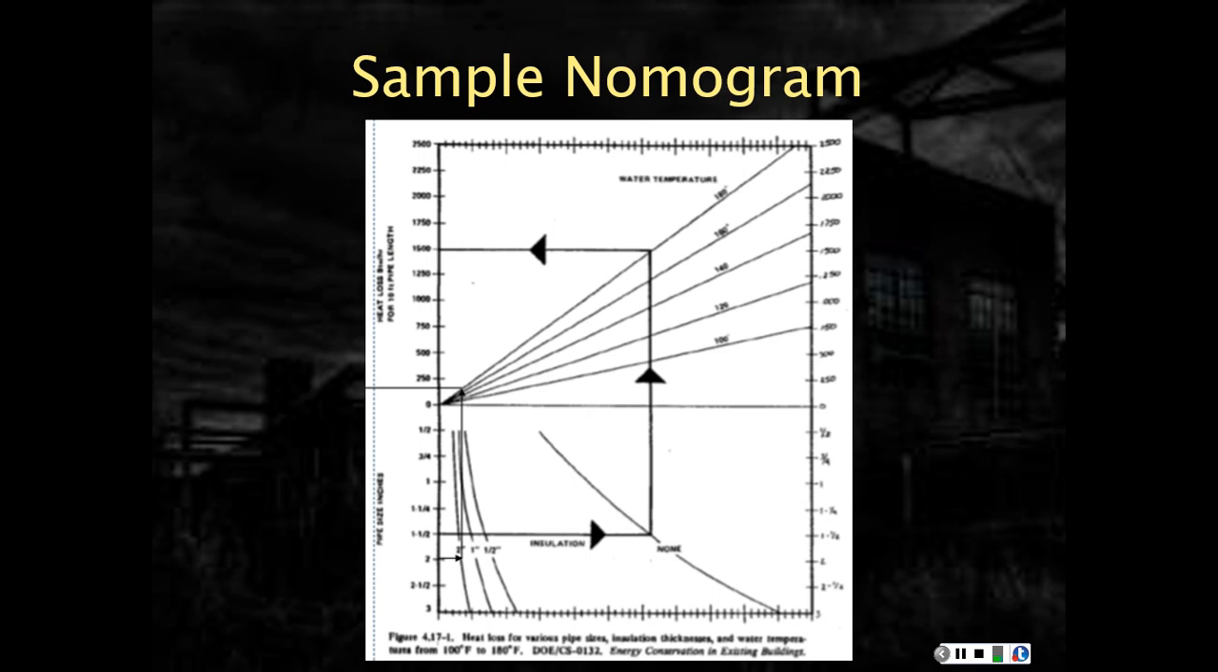So I go across. I start with my pipe diameter. I stop at the current insulation value that I have. I move up until I hit the water temperature inside my piping. Then I move back to the left and it'll tell me what my heat loss is for a 10-foot section of pipe.